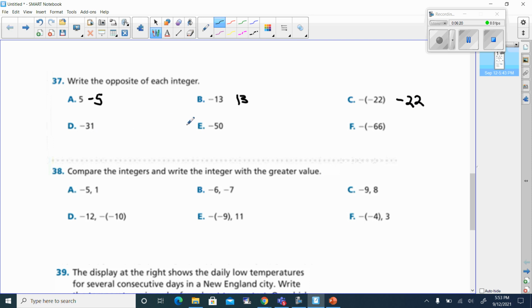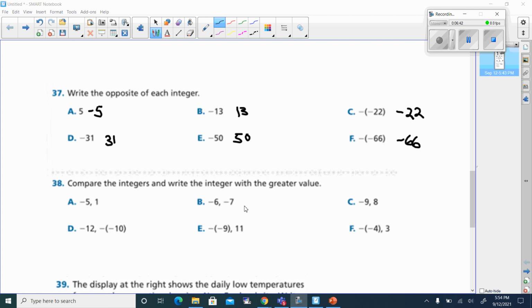And then we have the opposite of -31, which will be +31. The opposite of -50 is 50. The opposite of a negative, that's negative and negative make a positive. So this +66, the opposite would be -66.